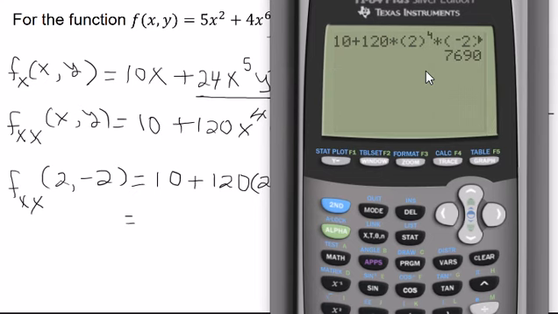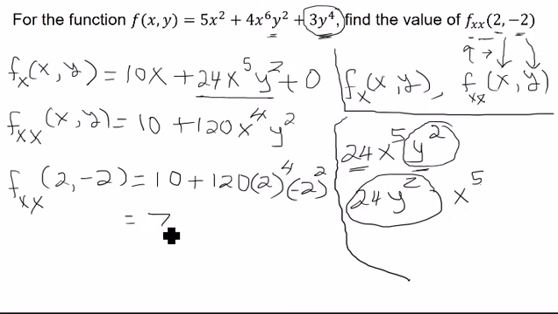7,690, which is a rather big number, and that's okay. So 7,690. Let's copy that here. So it's going to be 7,690. That's our answer. Next example.